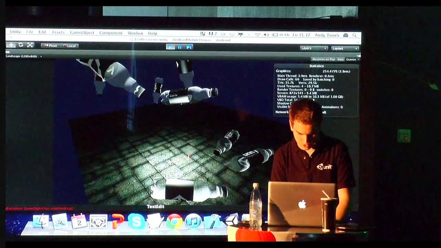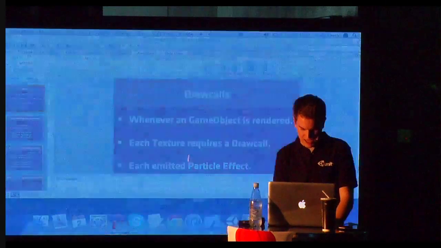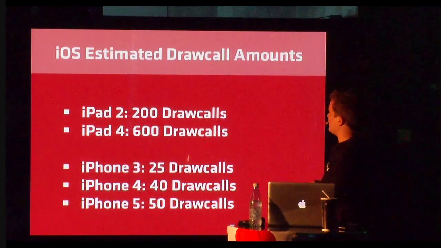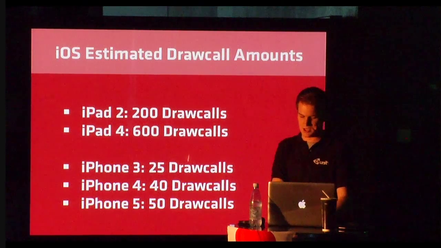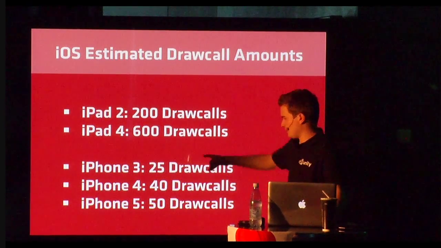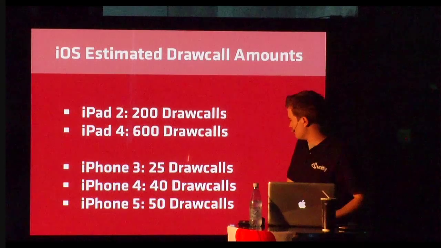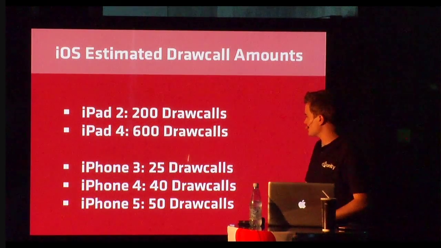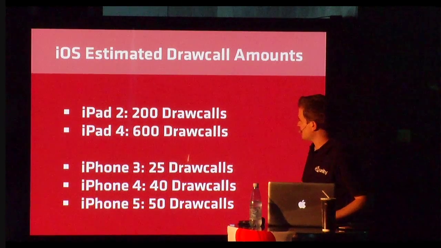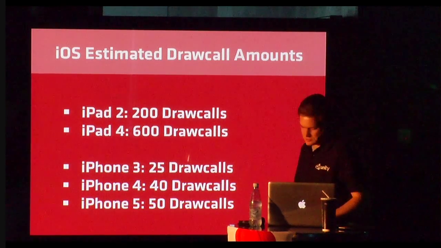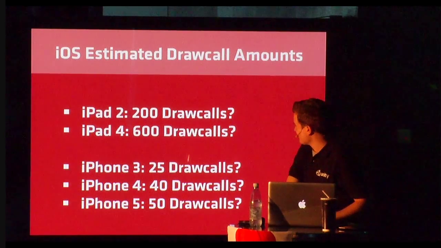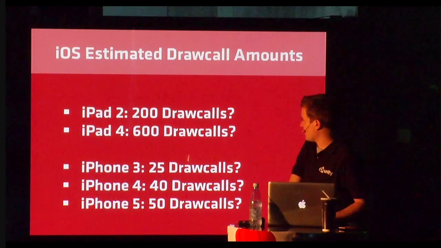So draw calls is something you want to look at and you want to aim for as low as possible. So there isn't really a rough guide. There's lots of fisherman tales on the forum saying, oh, I managed to run a game with 2,000 draw calls on an iPhone 3, and someone's like, oh, no, you didn't. It's 25. And someone's like, oh, actually, I managed to run a game with 50. But this is the general estimated amounts for me just browsing the forums and things like that. But they're all really questionable amounts, and we don't really have a rough guide.